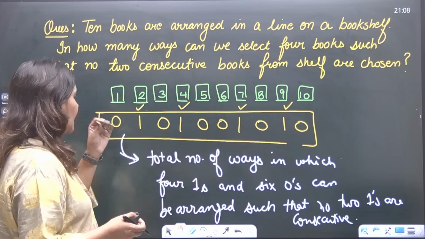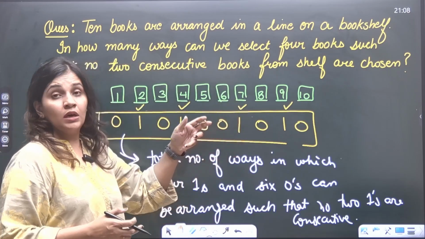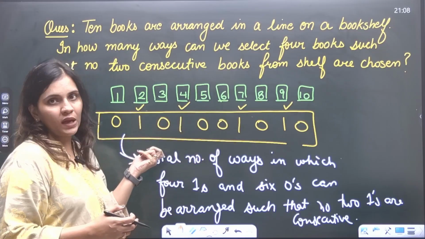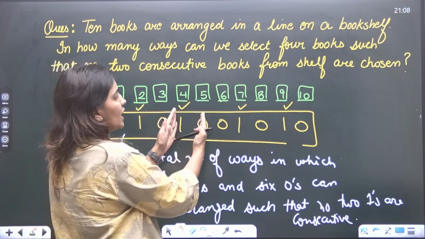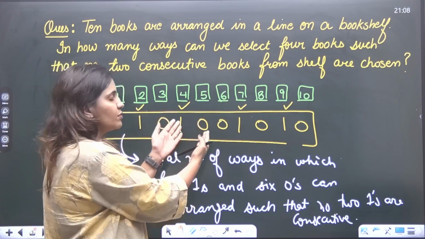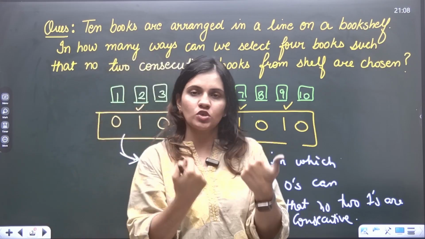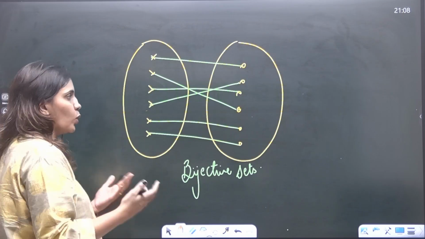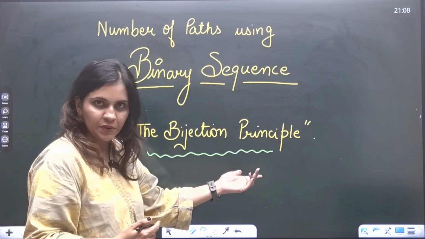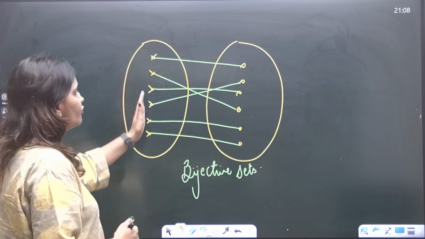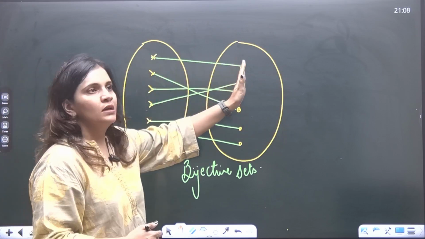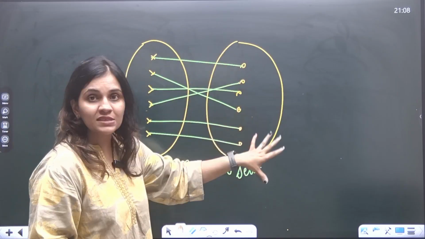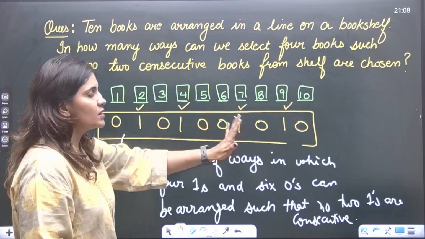So basically, I have to find all different binary sequences of 10 such that no two 1s are consecutive, because if two 1s are consecutive, that means I'm selecting two consecutive books, which is not required. Now let's come back to this bijection, why we call it a bijection principle. What I said is that every input has a unique output, and no output is left. So this is a bijection.